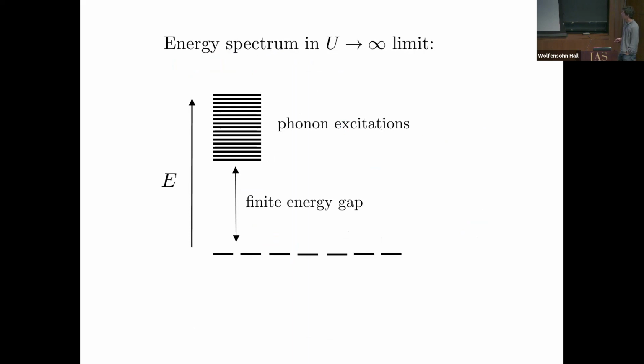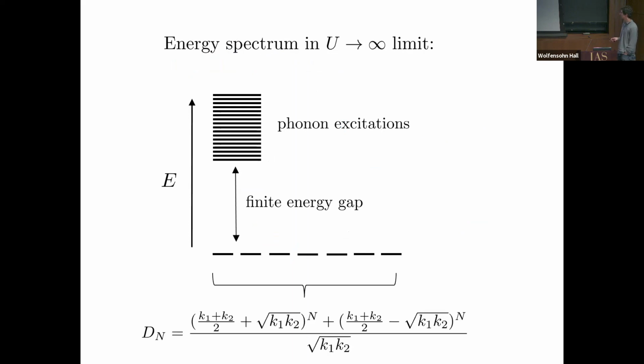But below that gap, you find some degenerate ground states. And the number of ground states scales exponentially with n, which is the circumference of our system. This is the actual exact formula for the ground state degeneracy. But maybe the term that dominates is this first term. This number is larger than this.